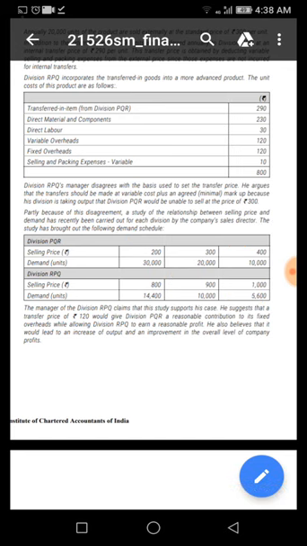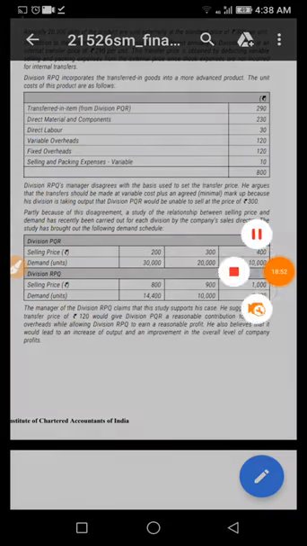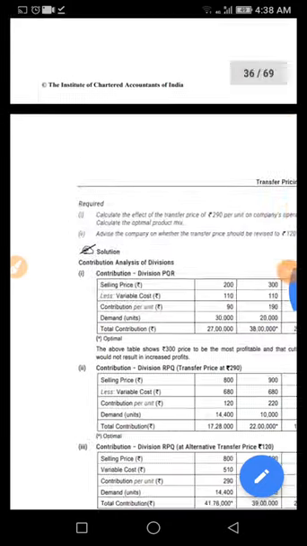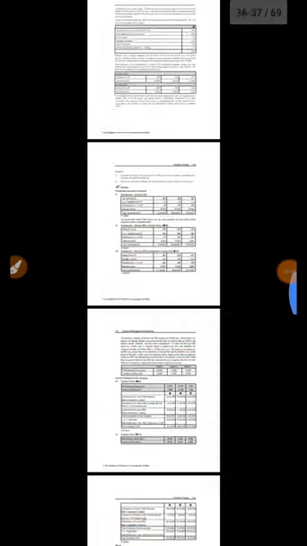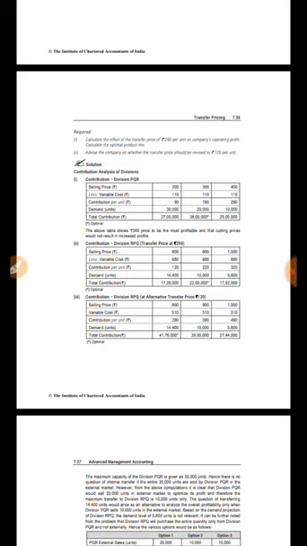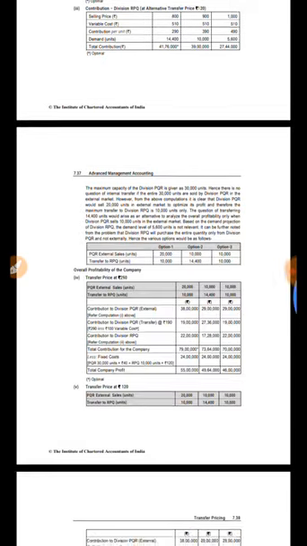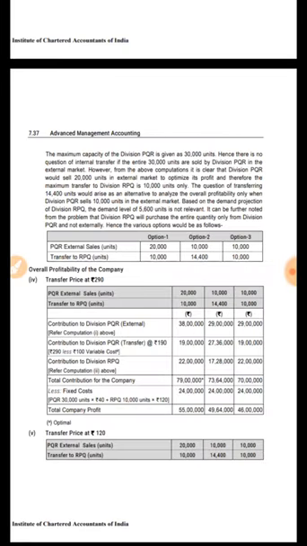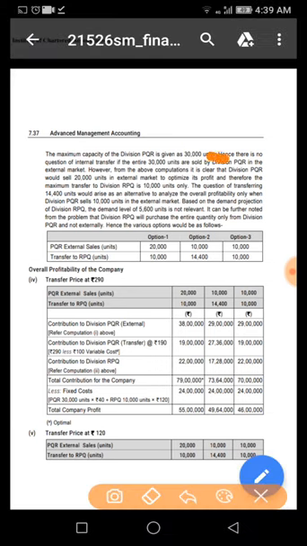Okay, first option we took 20,000 and 10,000. Second option we took 10,000 and 14,400. And third option 10,000 and 10,000. That's what is done here. Okay, now that's what is written here. Okay, now we got this mix.